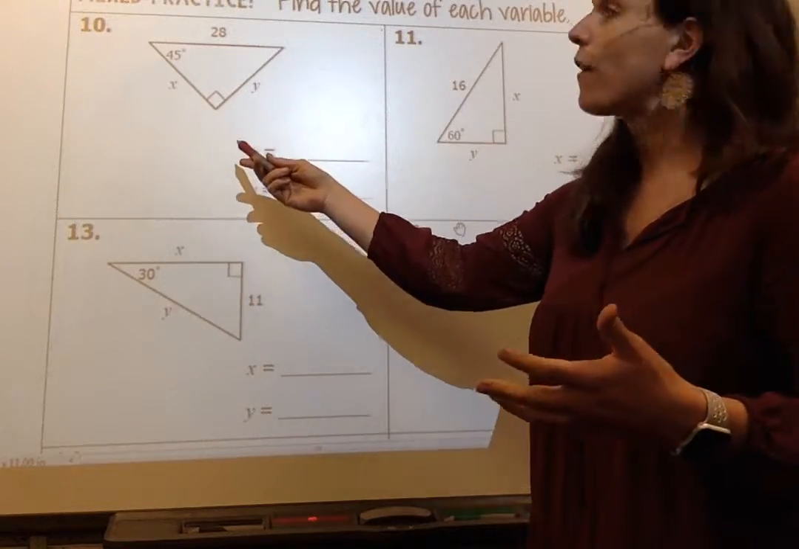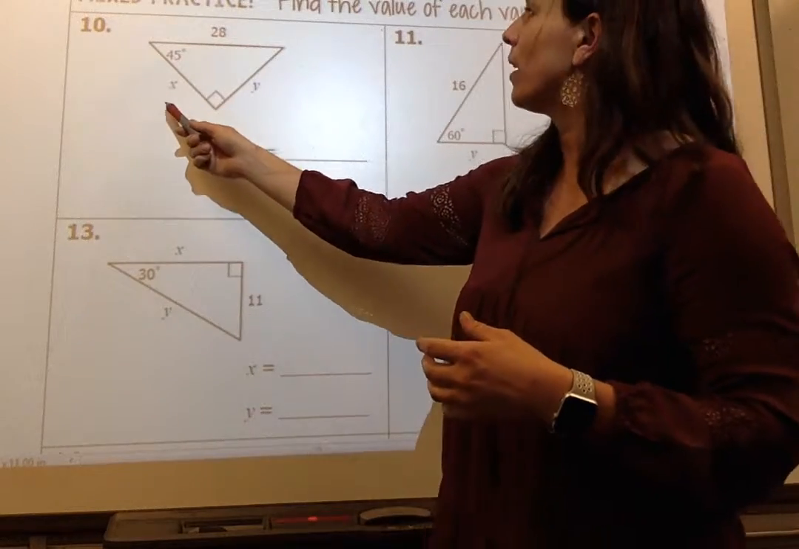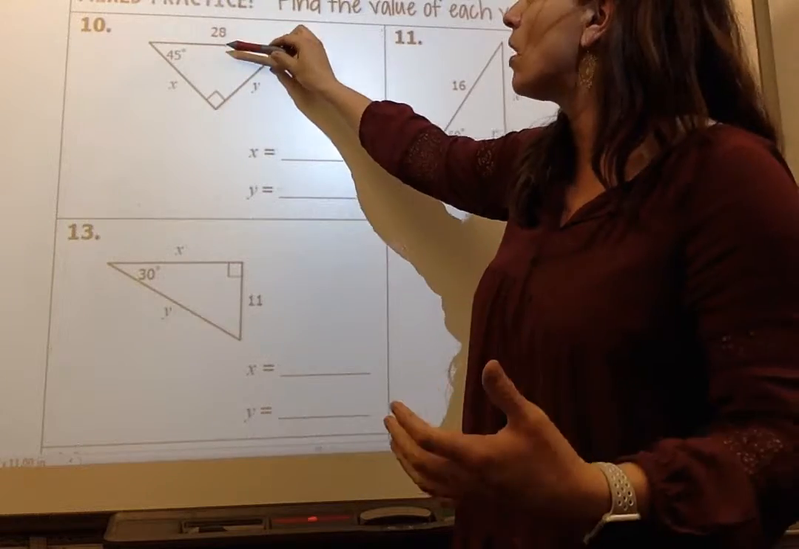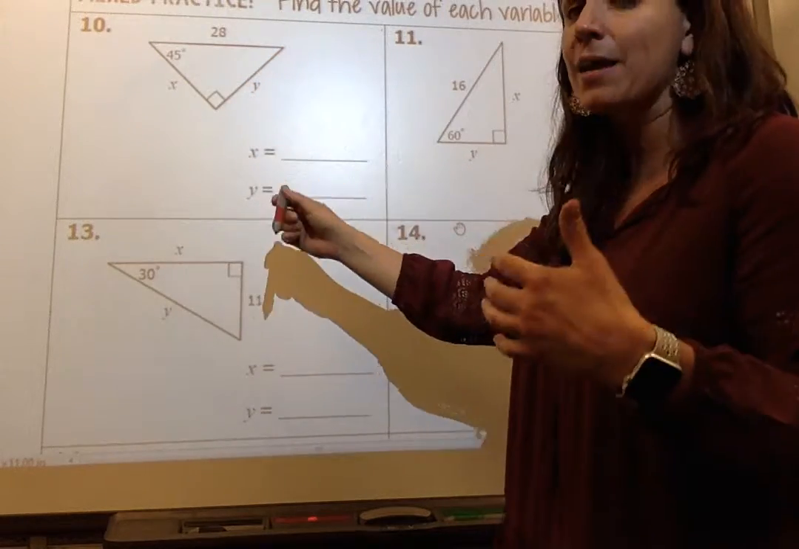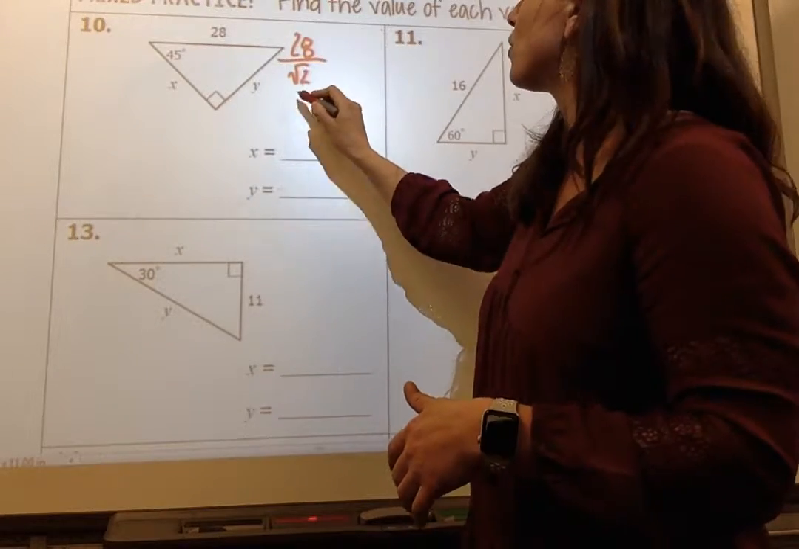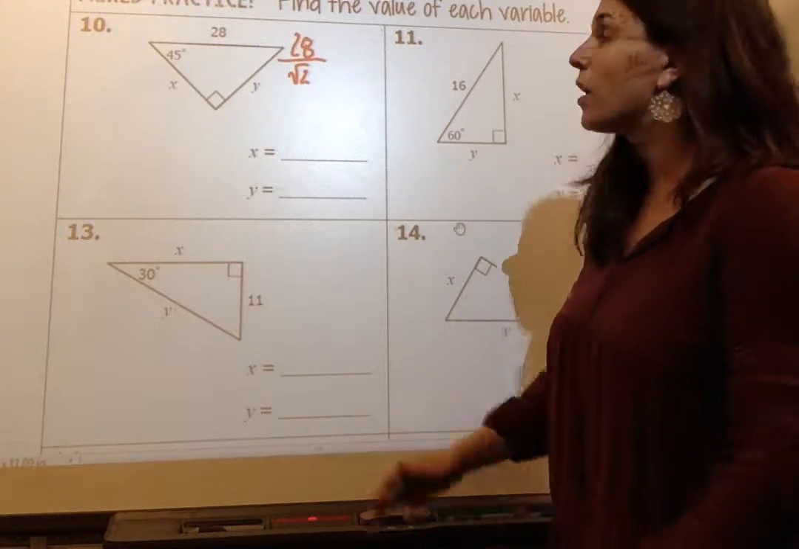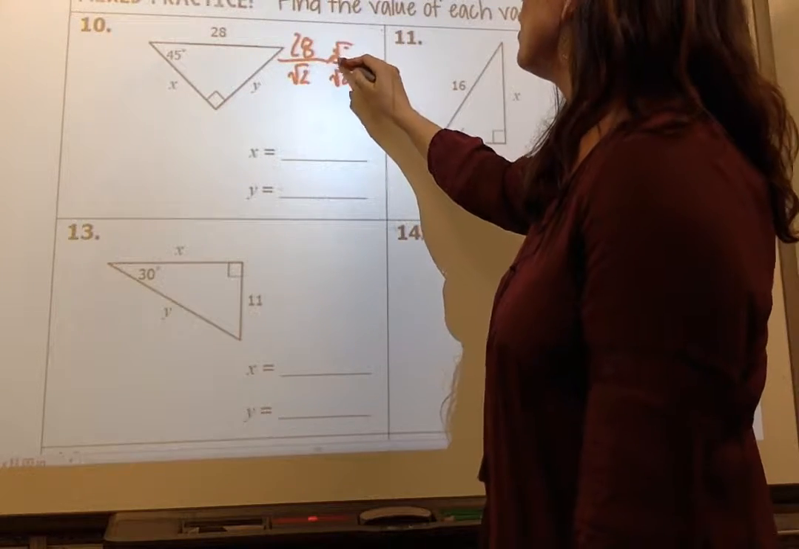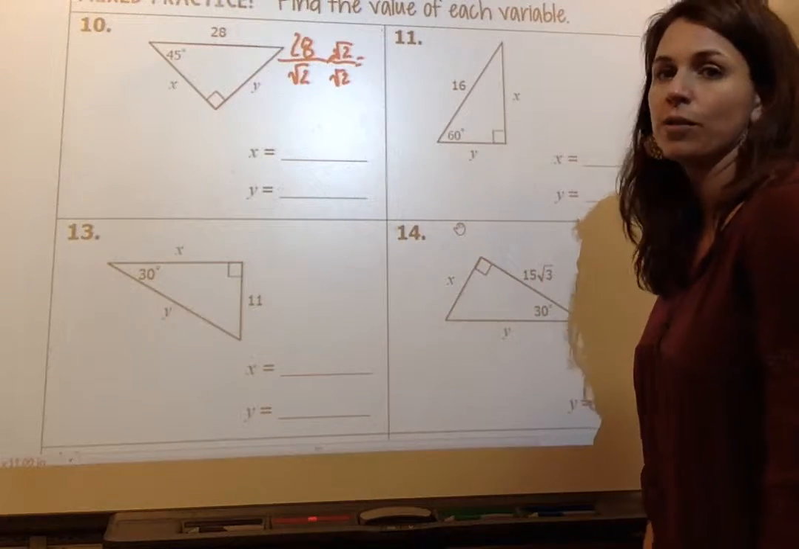We know this is a 45, 45, 90. So if my hypotenuse, the longest side, is 28, to get from the longest side to a leg, I'm dividing by square root of 2. So remember, 28 divided by square root of 2. You can't have a square root as a denominator, so we're going to clear it out by multiplying the denominator by square root of 2 and the numerator by square root of 2.